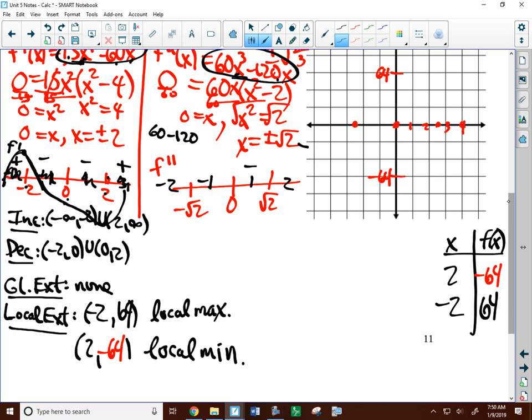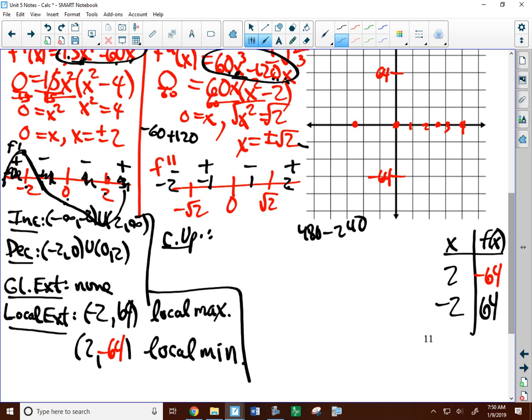If I change it to negative 1, well, negative 1 cubed is now negative 60. Minus 120 times negative 1 is now positive 120. So that one will be positive. A similar thing happens with the 2's. I'll plug in 2 here. Let's see, 8 times 60 is 480. Minus 2 times 120 is 240. So this will be positive, then for the other one it'll be negative. Okay. I'm going to get rid of my test values.